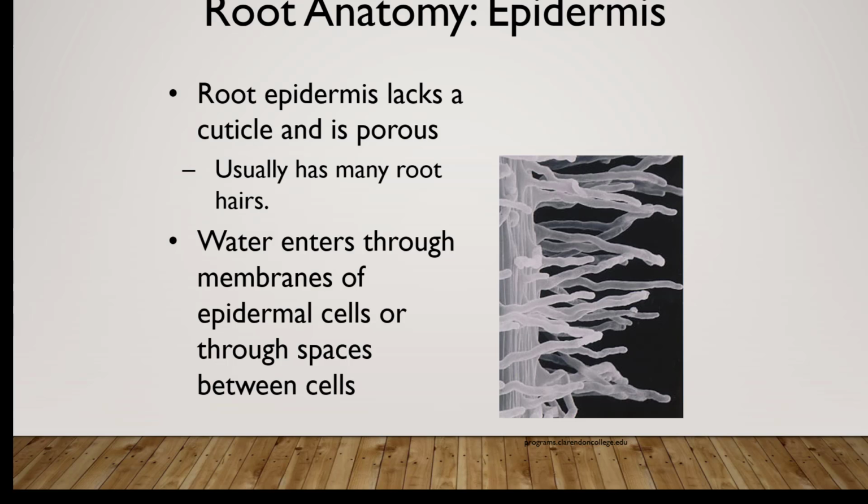So the epidermis, this is the outer portion of the root, doesn't have a cuticle like leaves and stems do, and it is porous. There usually are many root hairs. So the water will enter through the membranes of these cells or through the spaces between these cells.